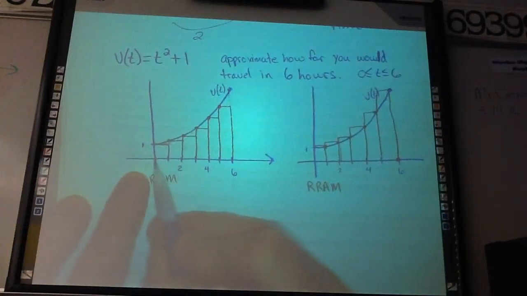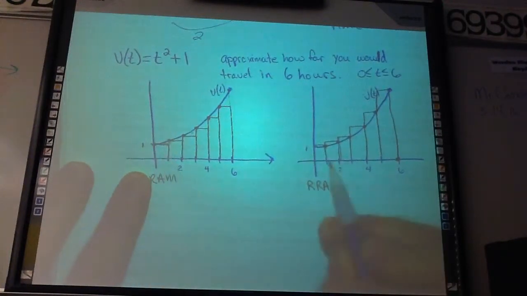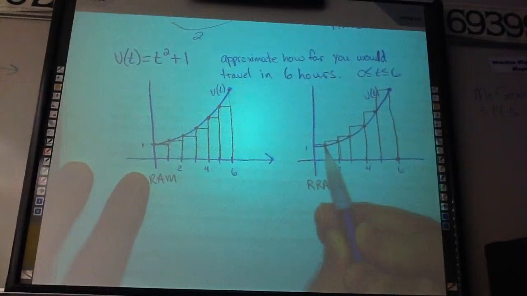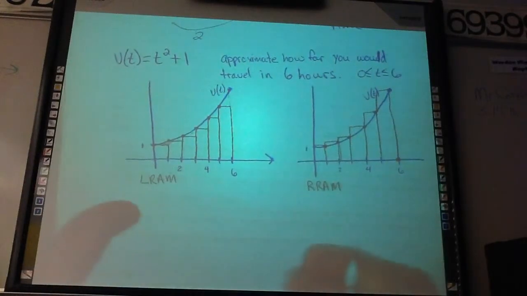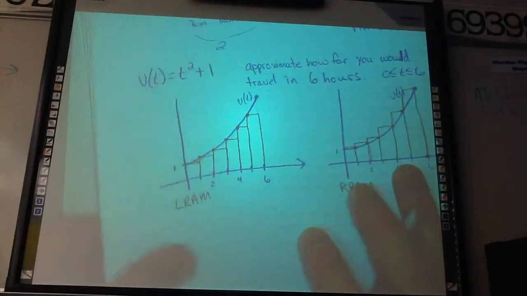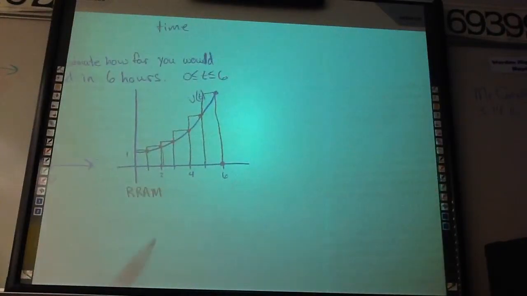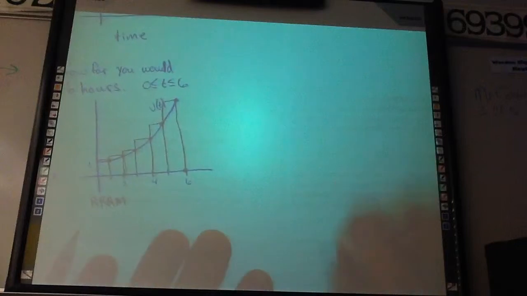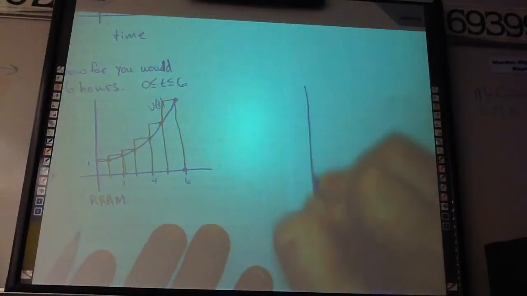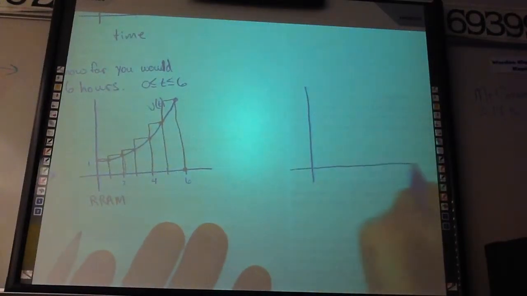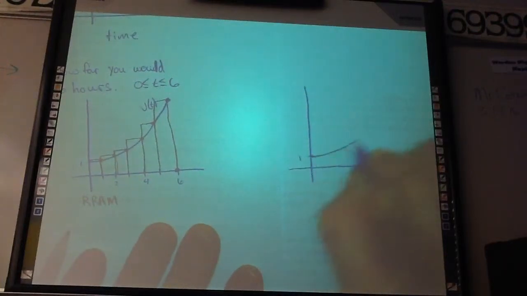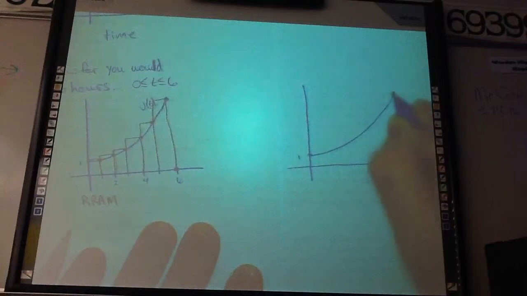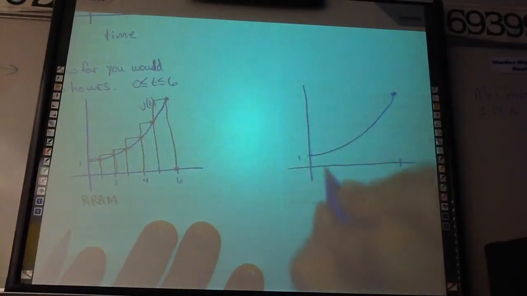So on this one, I went on the left and went up till I hit the curve. This one, I went on the right and went up till I hit the curve. On the third one, you're just going to go in the middle and go up till you hit the curve. So let's draw that one. We're actually going to calculate it here in a second. There's my parabola. 1, 2, 3, 4, 5, 6.